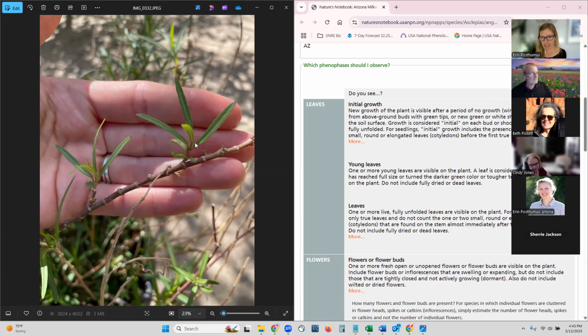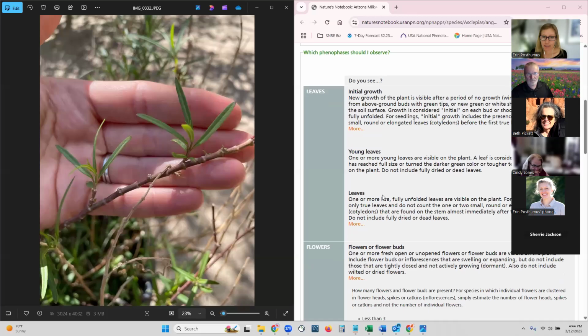This one should be pretty obvious because we already kind of talked about this. Okay, we got some yeses. Yeah, so that's maybe an easier one. We definitely have leaves on here. So we get to say leaves and we get to say young leaves for our yeses. But then for initial growth, we say no.